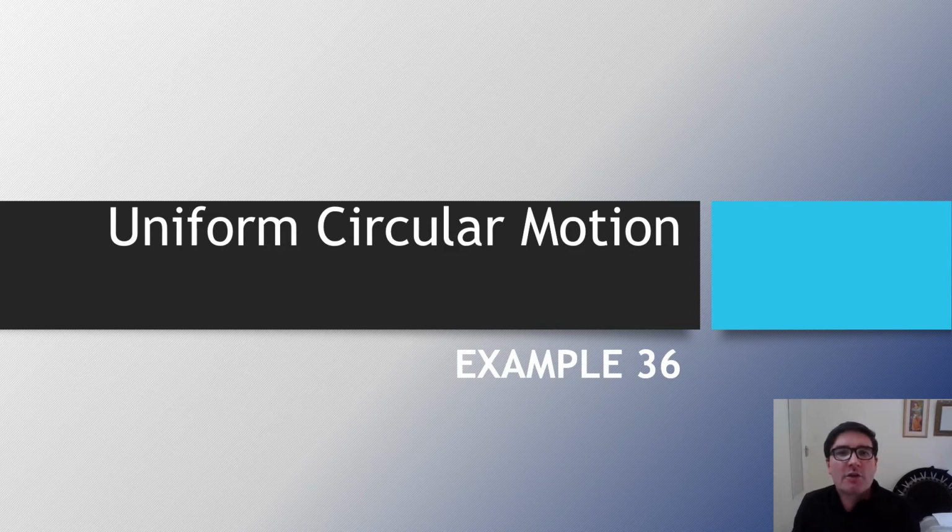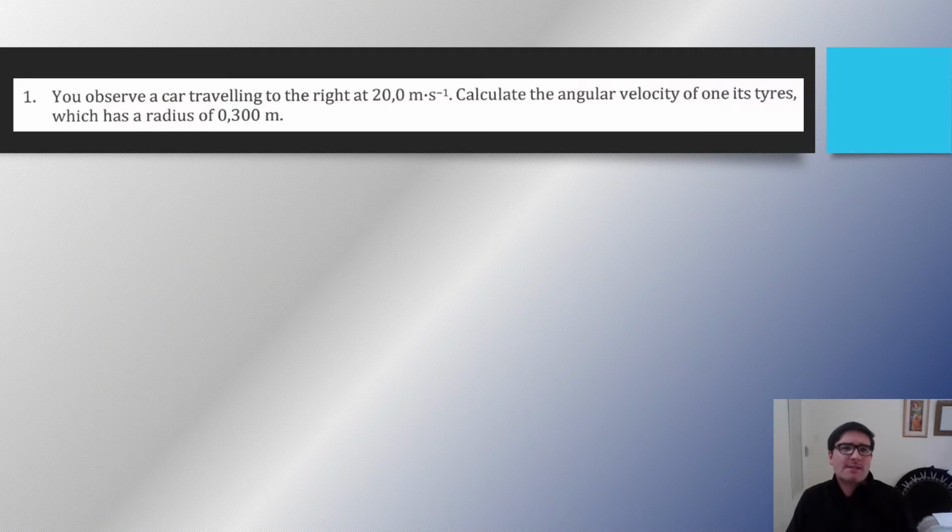Hi guys, so this is example 36 on our section of uniform circular motion. It's on page 28 of your textbook. Question 1 says you observe a car traveling to the right at 20 meters per second. Calculate the angular velocity of one of its tires, which has a radius of 0.30 meters.